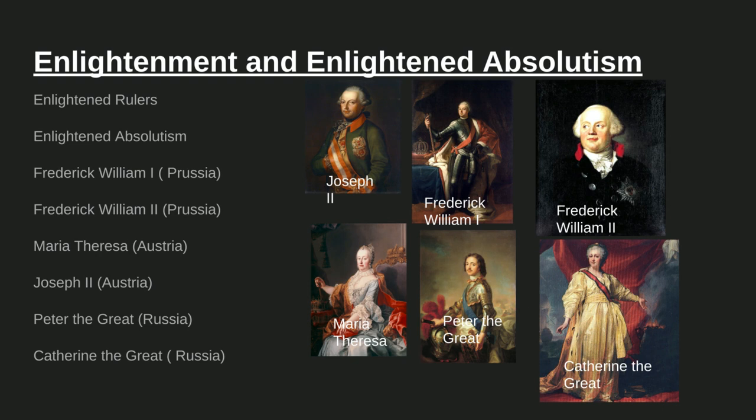A couple of those things that he's going to do is he's going to abolish the use of torture, except in treason and murder cases. And remember, we talked about Beccaria in the last lesson, so he's sort of using those ideas. He's also going to limit the freedom of speech and press, and allow greater religious toleration.